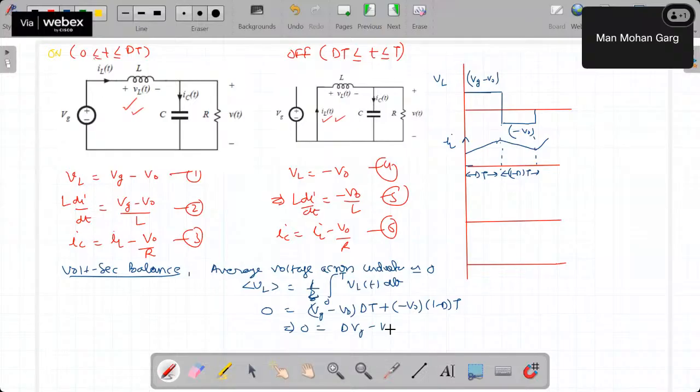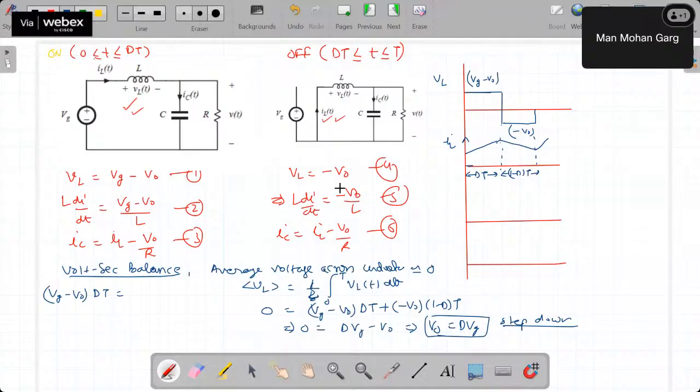So from here we can get the V naught. Now the same thing we can do with the volt second balance. Volt second balance is that whatever the inductor voltage, Vg minus V naught, and its time, second means time, so that is for dt period. Similarly, what is the voltage across this inductor? Let us take its magnitude, so that is the V naught, or you can say plus minus V naught, into 1 minus dt. If you do so, you will arrive at the same conclusion.